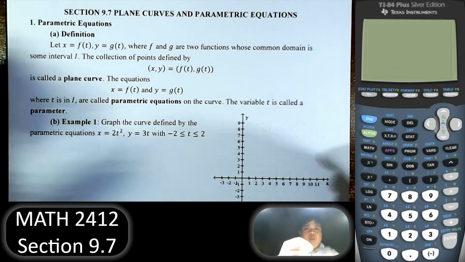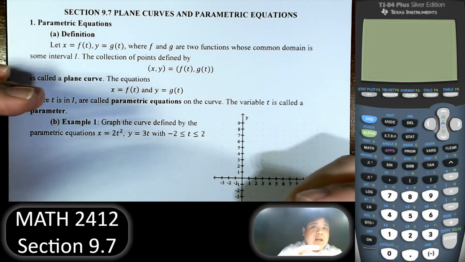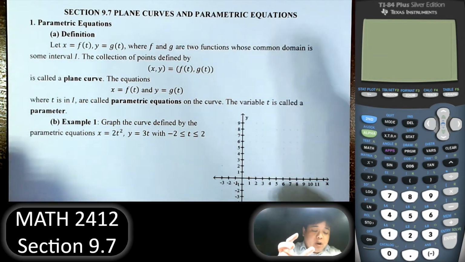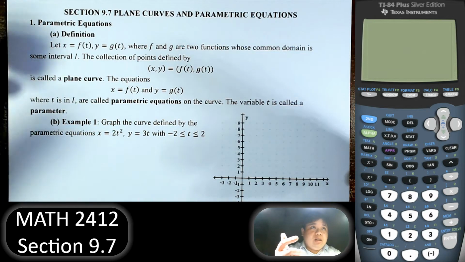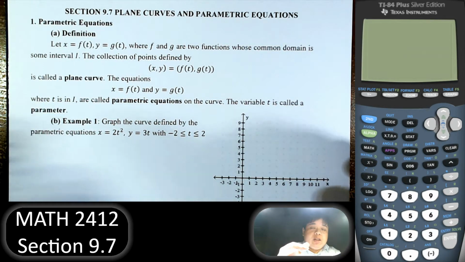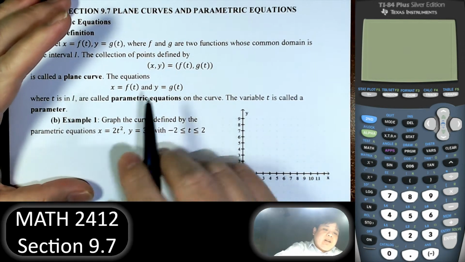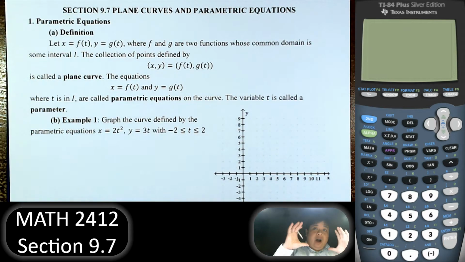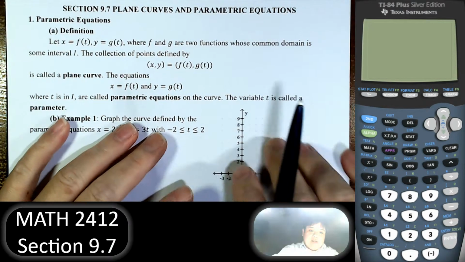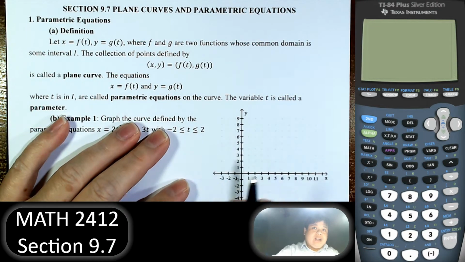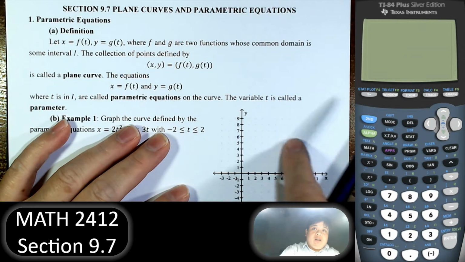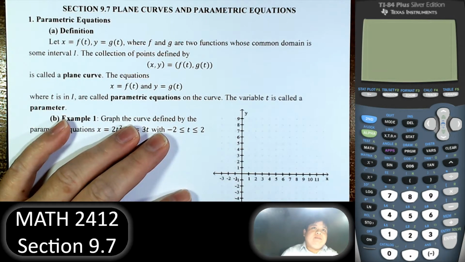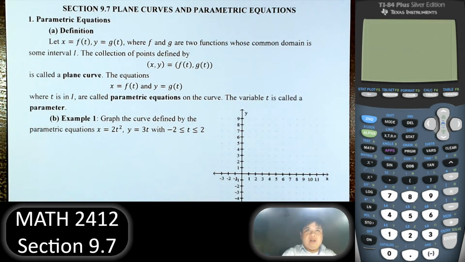The reason is that we call x and y variables, but we don't want to call t a variable. We call it something different, like a parameter, just to distinguish the fact that x and y are on the plane, in the xy coordinate system. t is the parameter. We don't plot t on this coordinate system. So that's the difference between a parameter and a variable.